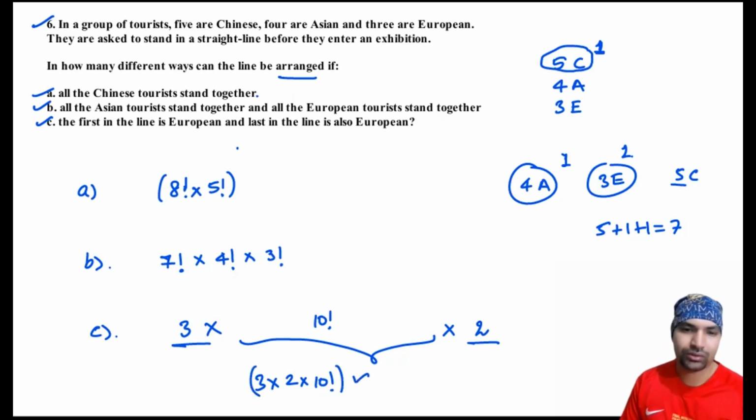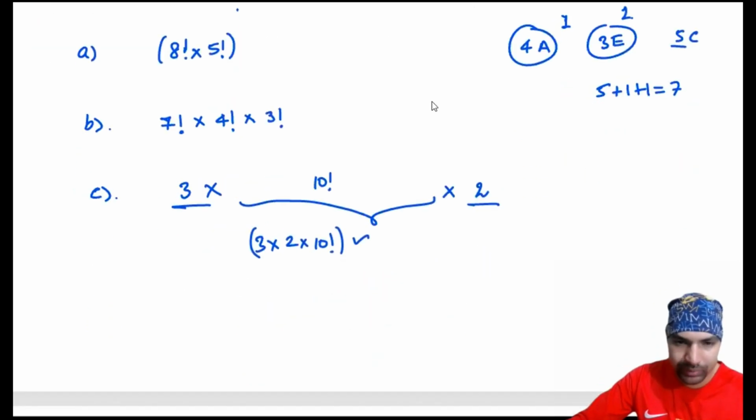Because 2 Europeans are done, 3 minus 2 was 1. So 4 plus 1 is 5, 5 plus 5. So 4 Asians, 1 European, and 5 Chinese. All these 10 people are different. They themselves can be arranged in 10 factorial ways. I hope it makes sense.